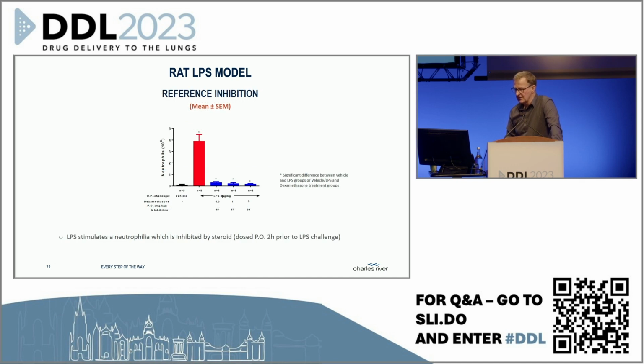And here you see that the black column is the vehicle control, or negative control, so there's no LPS given there. The LPS is a red column with the vehicle and demonstrates a high level of neutrophils. And then the blue columns are different doses of the dexamethasone, indicating a reduction in the amount of neutrophils.